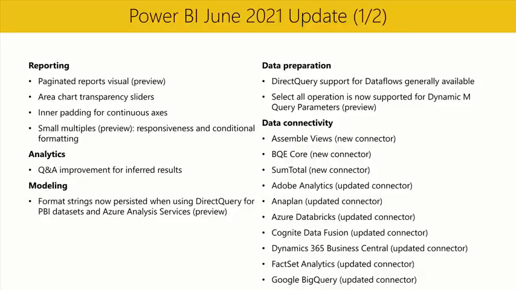Next, continuing our work on the small multiples preview feature, we're introducing two new updates this month. First, we've enabled support for the responsive toggle in the General card of the Formatting pane. And second, we've added conditional formatting to small multiple titles and background colors. Ren will show us a demo of these additions.